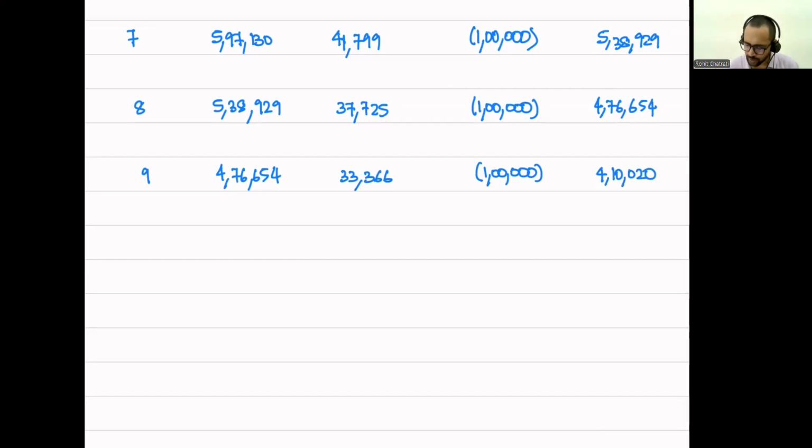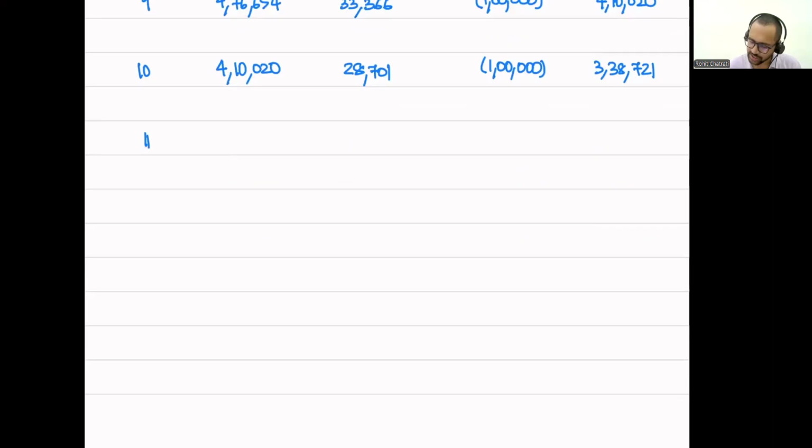4,10,020. All right, so for year 10, 4,10,020 is going to be my opening balance multiplied by 7% is going to be 28,701, which will be my interest, and I have got a payment that I will deduct of 1 lakh rupees, and that will give me a closing balance of 3,38,721.